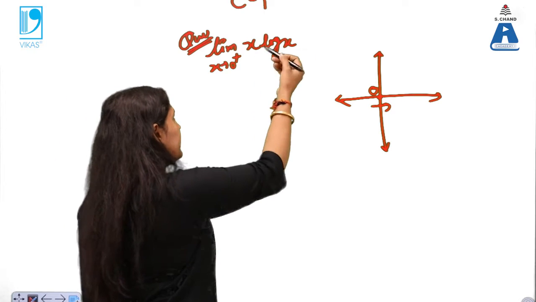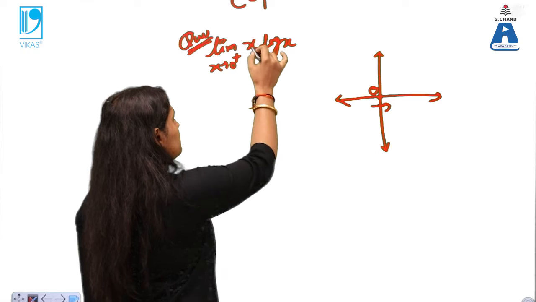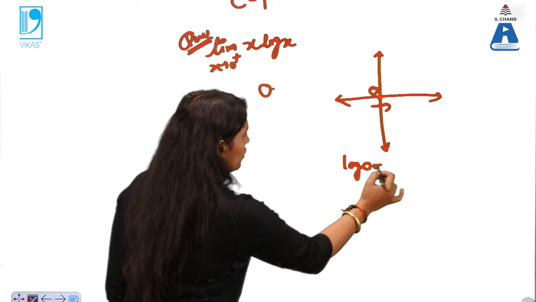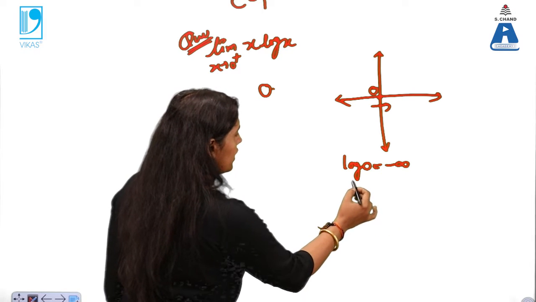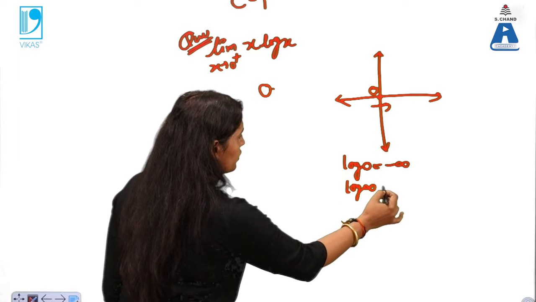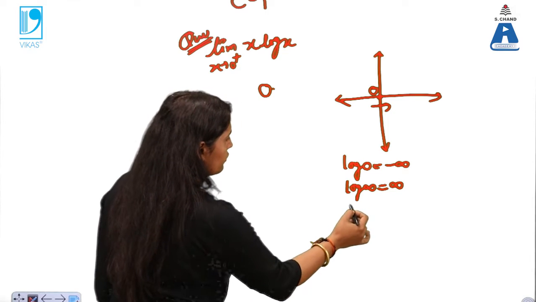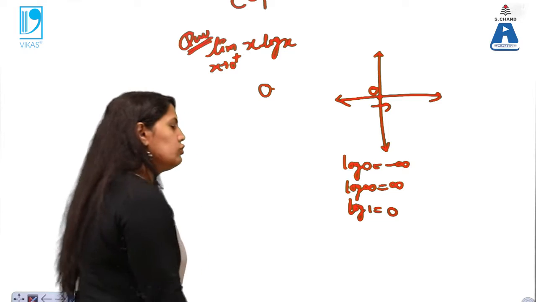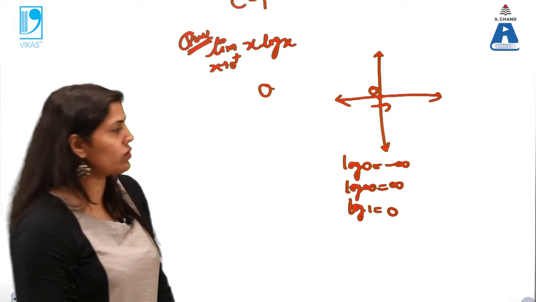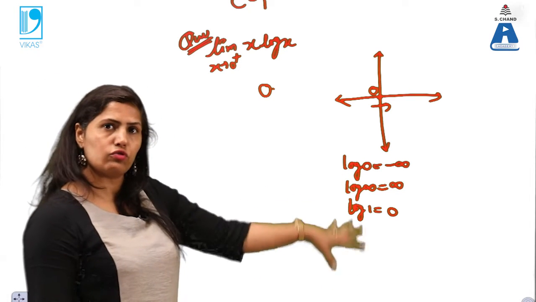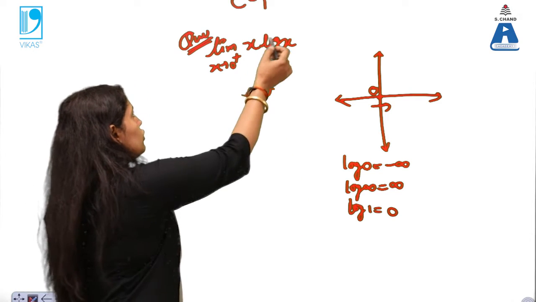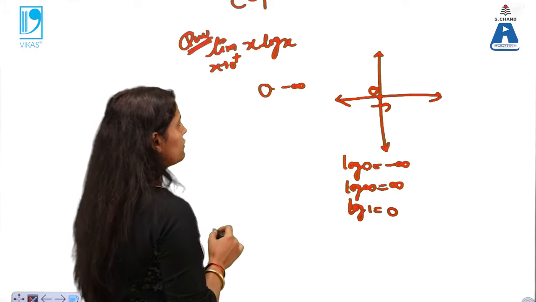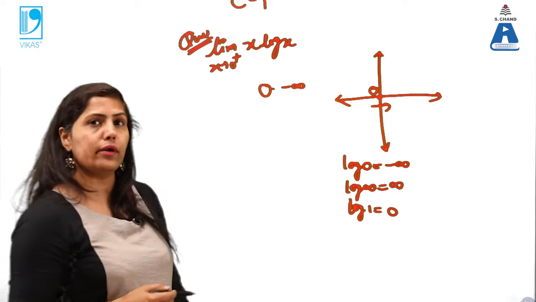So what exactly is this form? This is basically 0 times log 0. If you don't know, you can note down: log 0 is minus infinity, log infinity is infinity, and log 1 is 0. For the rest of the values we have a table and we can use a calculator, but these are the standard values you should memorize. So 0 into log 0 is 0 times minus infinity. This is again an indeterminate form.